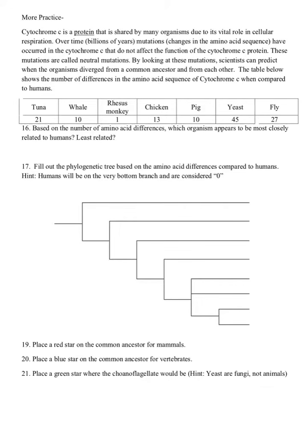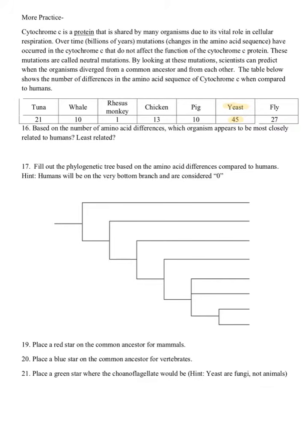So, what I'm going to do first is I am going to look at these numbers. This is the number of differences when you compare the cytochrome C amino acid sequence to human cytochrome C amino acid sequence. So the one that has the lowest number of differences is going to be most closely related. In this case, that is going to be the rhesus monkey. It only has one difference. Now the one that is least related is going to have the biggest number of differences when you compare it to humans. On this table, we can say that that one is yeast.